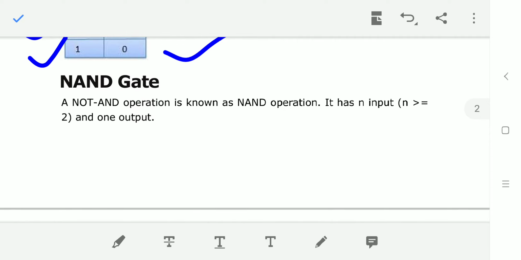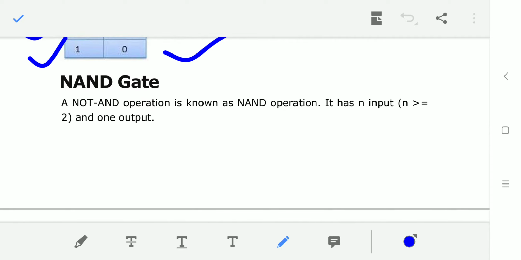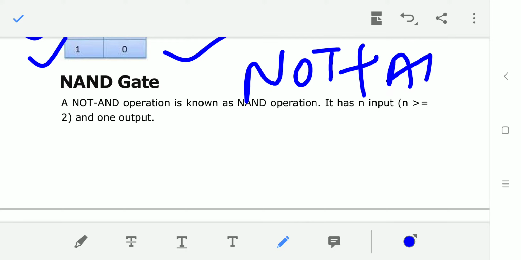This is the NAND gate. ये जो गेट है ये 2 गेट से मिलकर बना है, NOT plus AND, और इसको बोला जाता है NAND gate. NOT AND operation is also known as NAND operation. It has n inputs, n is greater than or equal to 2, and 1 output.